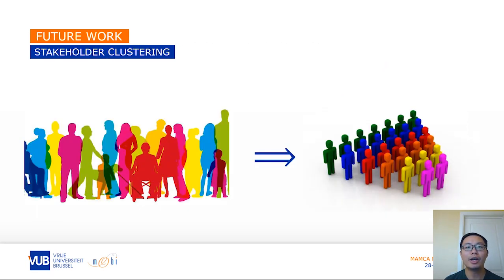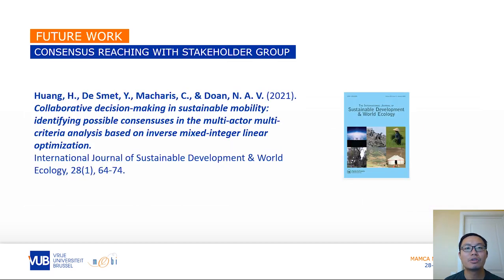In the future, we will have a deeper discussion of the post-process after gathering the survey. Dedicated work will be done to discuss when and how to cluster the stakeholder groups based on the collected information. After clustering the stakeholders, we will try to reach consensus within stakeholder groups. Previously, we published a paper about reaching consensus between the stakeholder groups. The future study will investigate the consensus problem within one group.